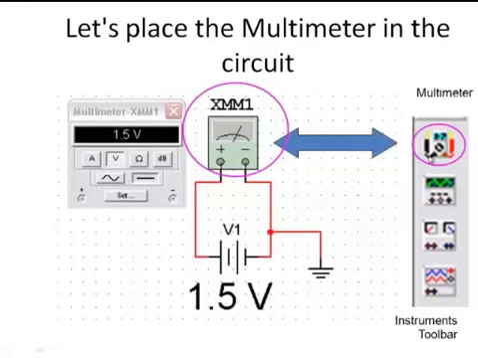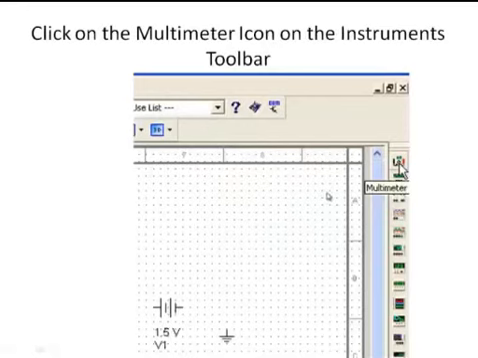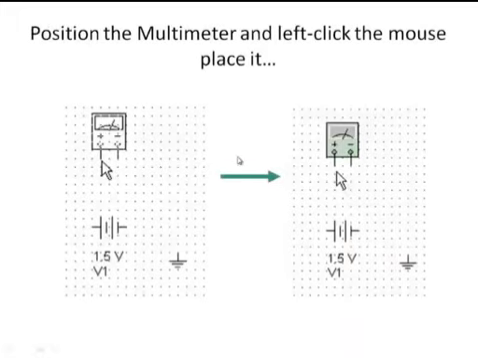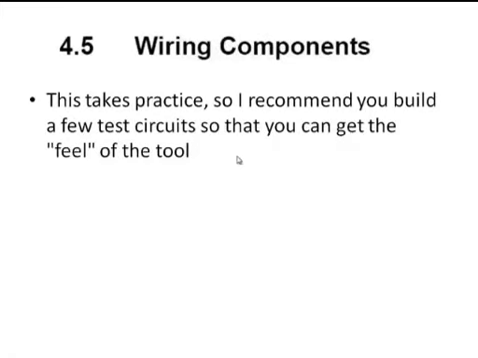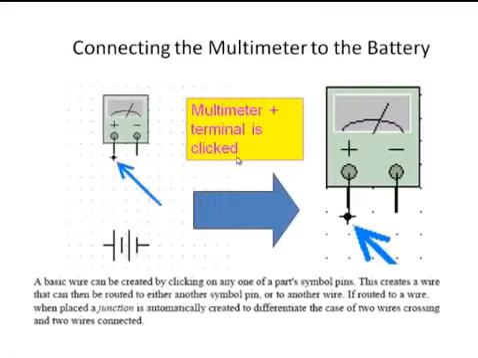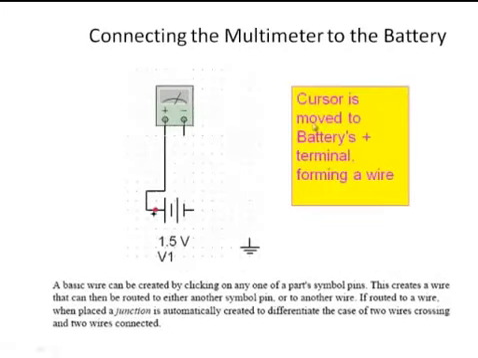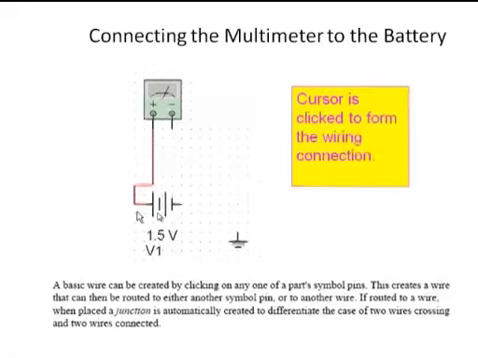So it's likely in the instruments toolbar on the right hand side of the schematic capture area, and I believe it's the top one. So you can find that, and you drag that over. After you click on the multimeter, you're going to drag it over and place it on the schematic capture page. Now we have to wire some components. So I want to connect the multimeter to the battery. I'm going to click on the multimeter lead and then drag that wire down to the battery, and then click again, and it should form the lead.